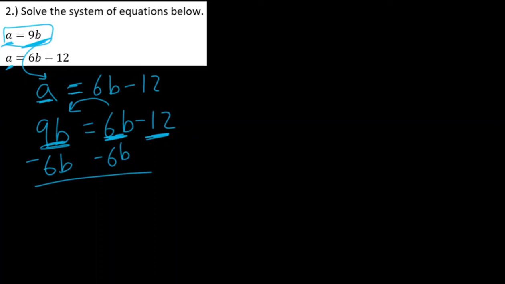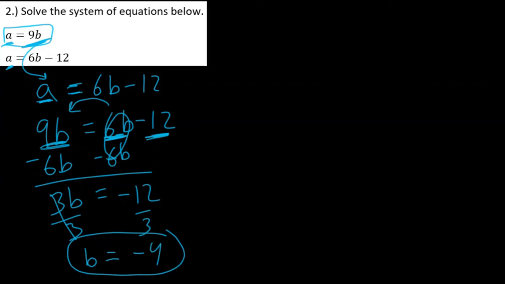So we now have 9b minus 6b, which will give us 3b, is equal to, and once that's gone, we have 3b equals negative 12. Now, if I want to get b by itself, obviously to get rid of any coefficient, we have to divide. So we'll divide both sides by 3, and b is equal to negative 12 divided by 3, which is negative 4.